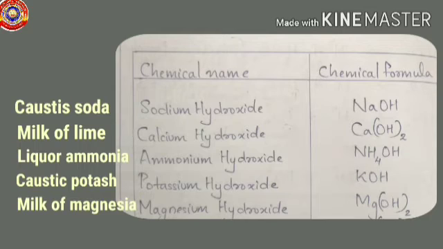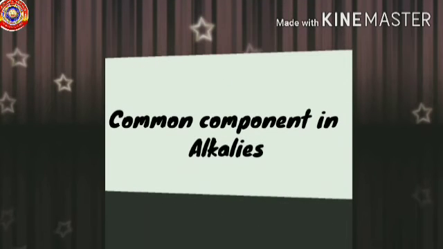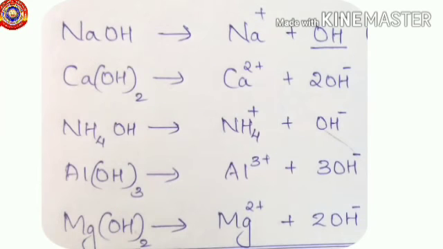Children, you must know all the chemical formulae of acids and alkalis that we learned in this lesson. Let's find out the common component present in the alkalis. For that, here are some of the ionization equations of alkalis. Observe these equations. Can you find out which is the common ion released when alkalis dissolve in water?